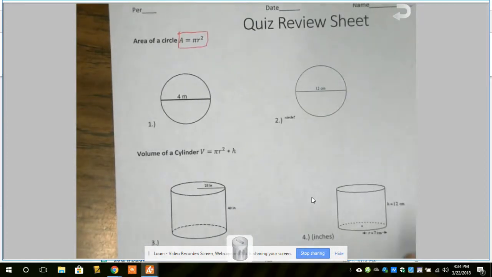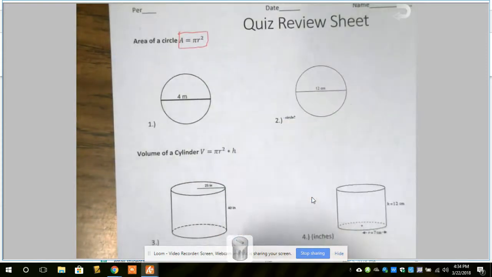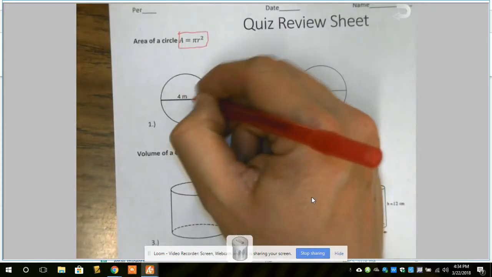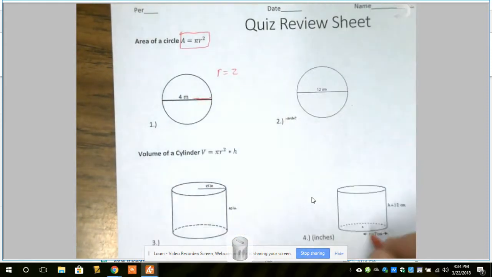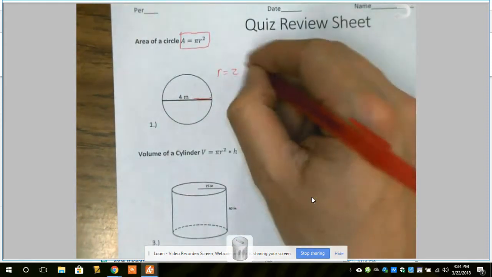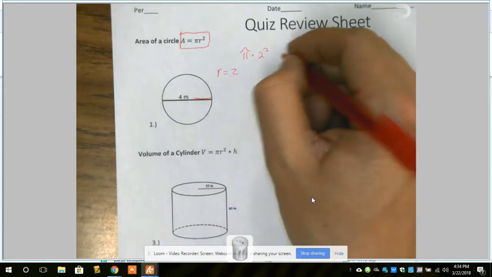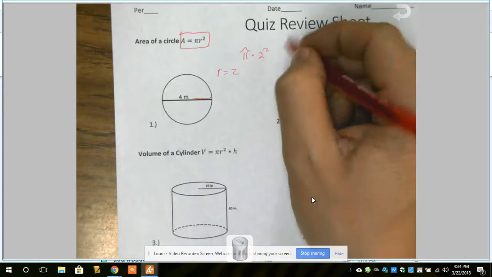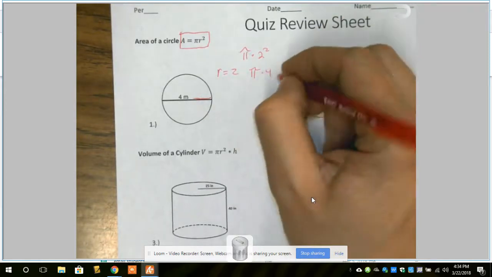Right, so first, this one, we're going to find the area of a circle. We do pi r squared. Basically here, half of this is the radius, so the radius is equal to 2. So we have pi times 2 squared. 2 squared, so I have pi times 4. And that's going to give me my area.